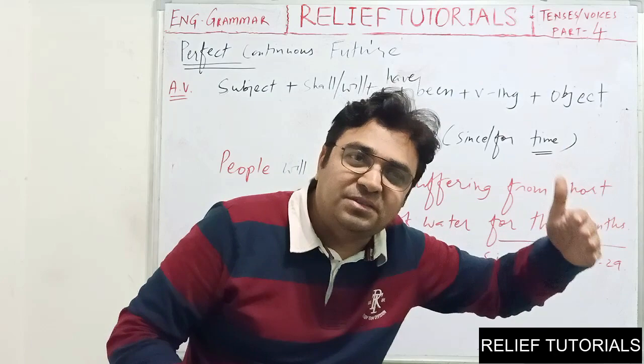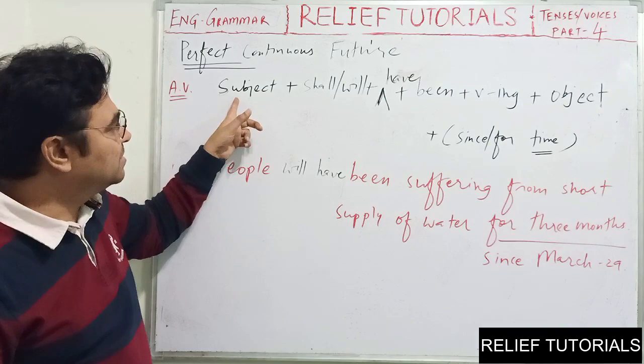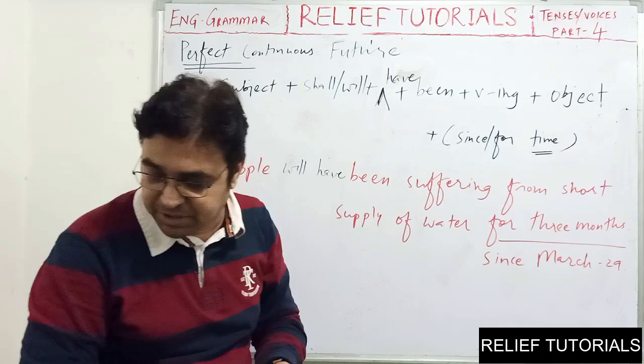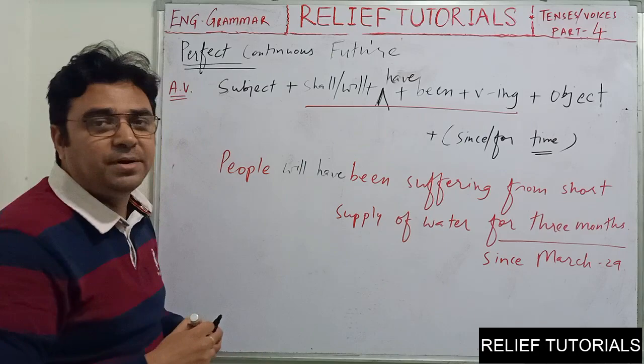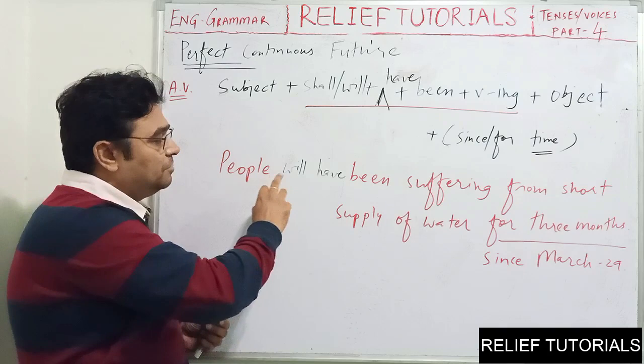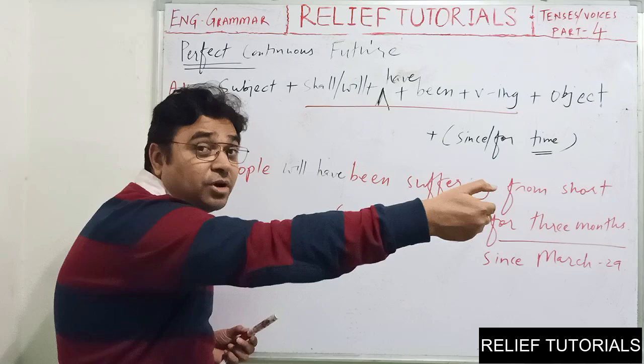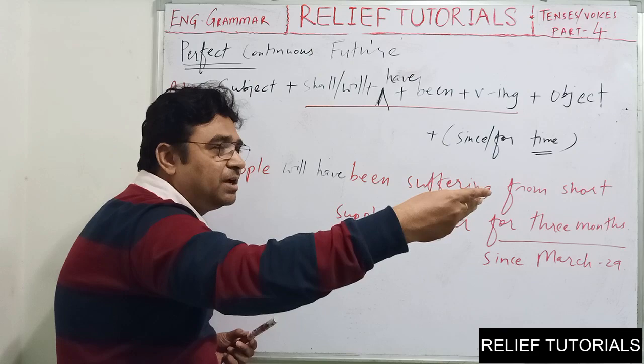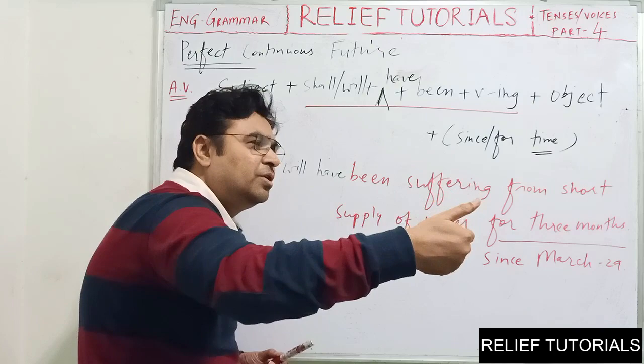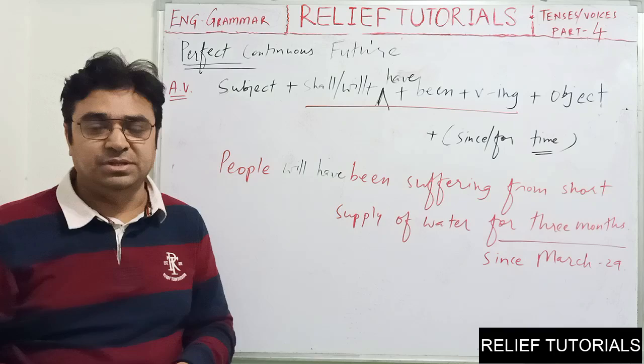Duration, subject shall or will, have been, verb with ing. So this is a very long verb to be remembered. Object, then since and for all time. People will have been suffering, suffer kar rahe honge from short supply of water for 3 months. 3 mahine se suffer kar rahe honge, abhi suffering start nahi hua. It will be started and will be carried on up to a certain time in the future. This is what perfect continuous future tense. And all these tenses have no passive voice.